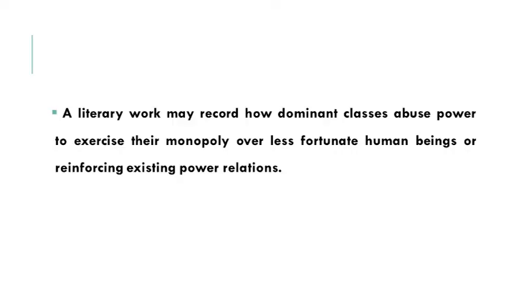We can see how the dominant class abuses power to exercise their monopoly over less fortunate human beings, reinforcing the existing power relations. Here the dominant class means the upper class, and their monopoly over the less fortunate human beings means the kind of power over the Paravans by the upper caste in this text. So that's regarding the first classroom activity given in the textbook.